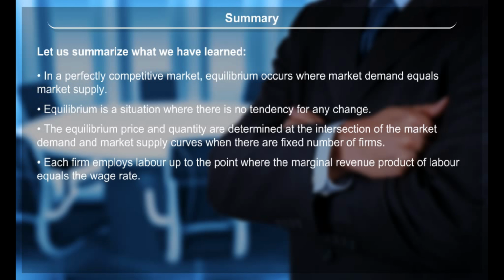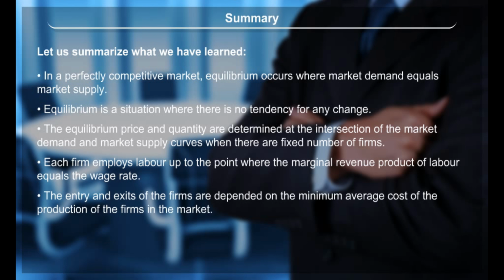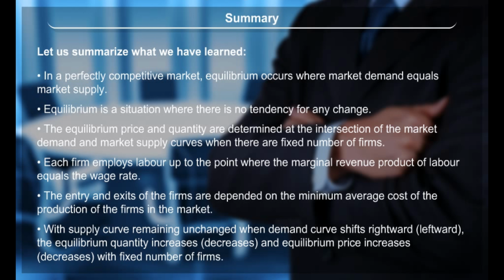Each firm employs labor up to the point where the marginal revenue product of labor equals the wage rate. The entry and exit of firms depend on the minimum average cost of production of the firms in the market, with the supply curve remaining unchanged. When the demand curve shifts rightward or leftward, the equilibrium quantity increases or decreases and the equilibrium price increases or decreases with a fixed number of firms.